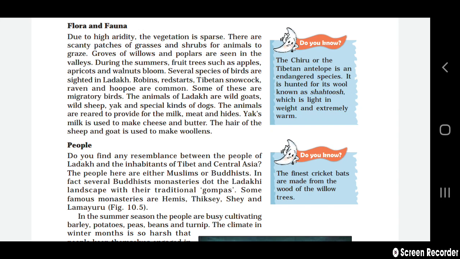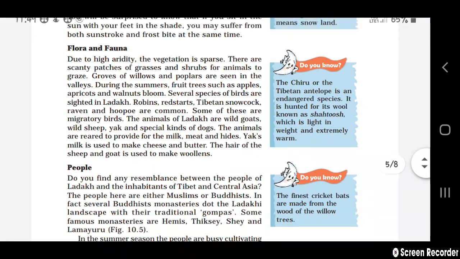And during the summers, fruit trees such as apples, apricots, and walnuts are grown in these places. And several species of birds are also seen in Ladakh, like robins, redstart, Tibetan snowcock, raven, hoopoe. They are some of the common birds you can see in the places of Ladakh. And some of these are migratory birds. They migrate from one place to another place.